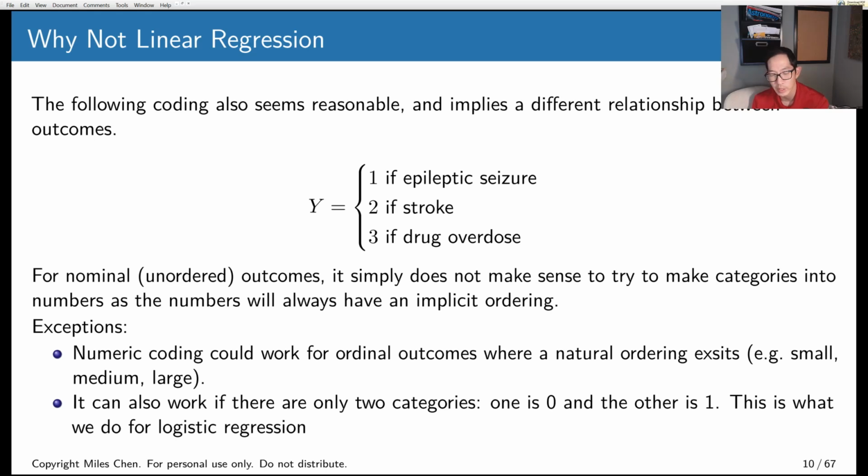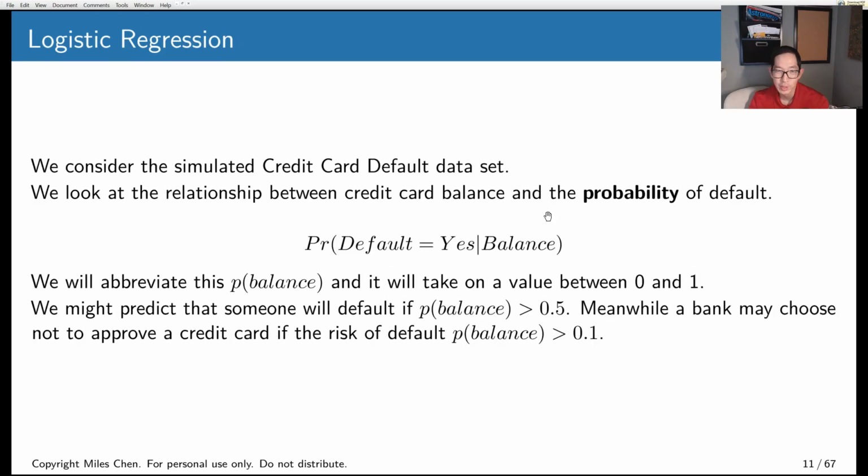That's what we end up doing for logistic regression. But again, if you fit linear regression, the line would extend to be above 1 and the line would extend to be below 0. So what we're going to do is fit logistic regression to our credit card default data.